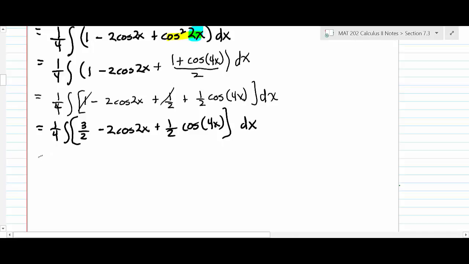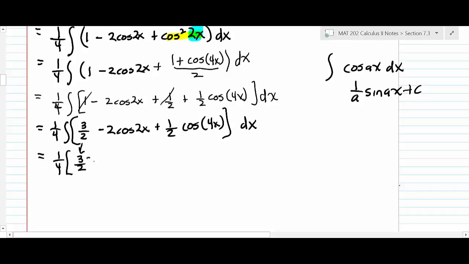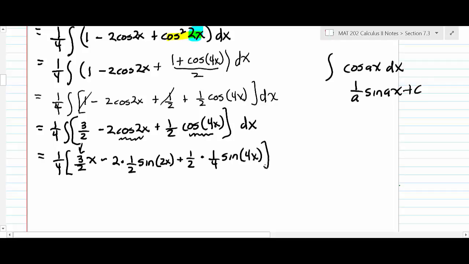Now you get to a point where, if you know your integral rule, then you're in business. One of the things we learned: if you had the integral of cosine ax, what was that? 1 over a sine of ax, plus c, because you got that 1 over a that you have to work with. So you're going to bring down the 1/4. The integral of 3/2 is 3/2 x. That's easy. This one you would bring down the 2, and then the integral of cosine of 2x is 1 over 2 sine of 2x. That takes care of that one. Then you bring down the 1/2. The integral of cosine of 4x is what? 1 over 4 sine 4x, like that, plus c.